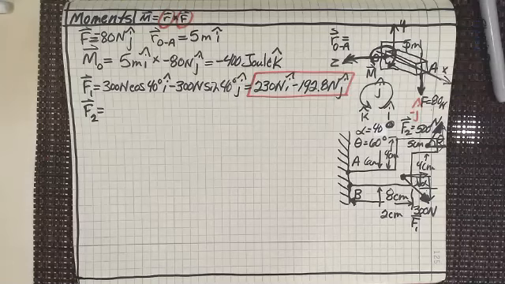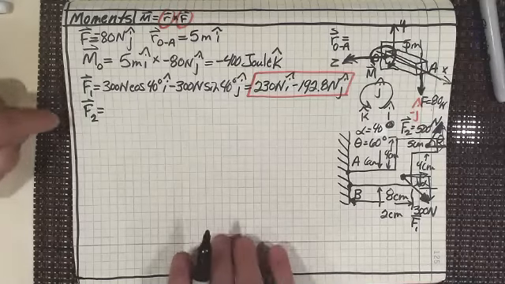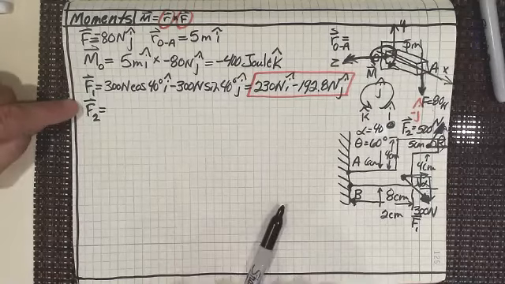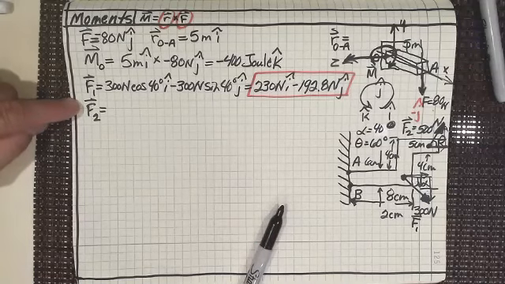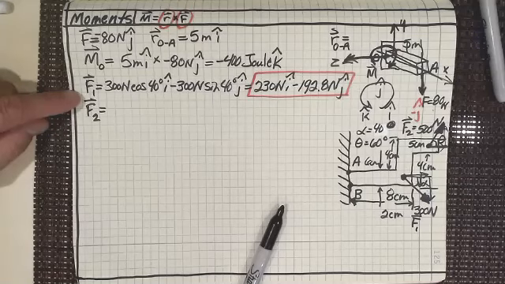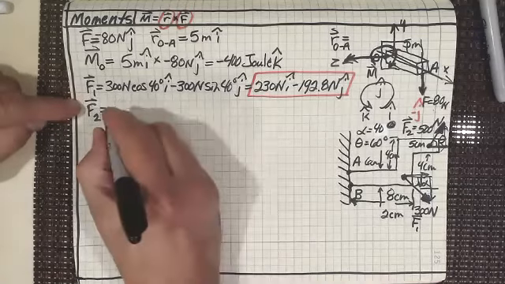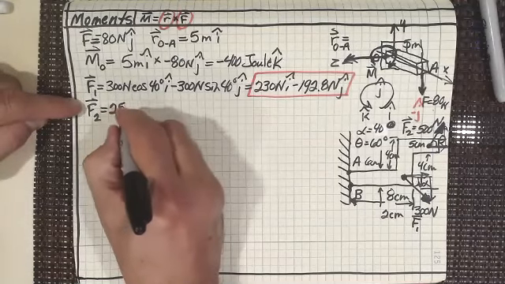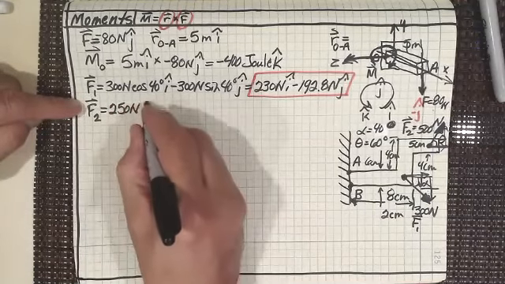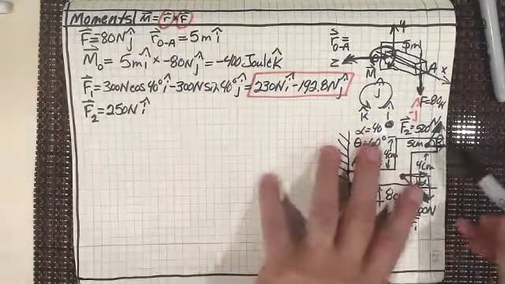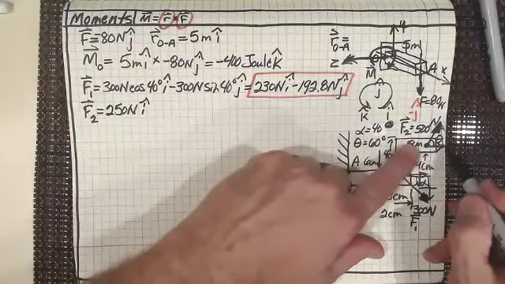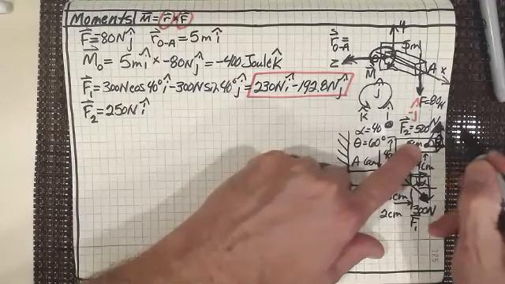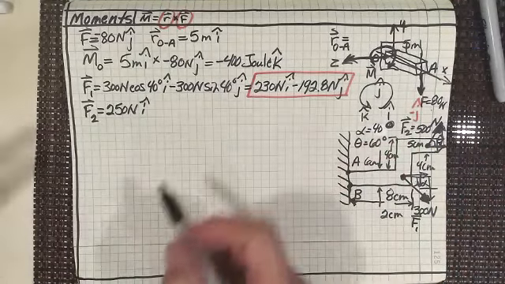So 500 newtons times the cosine of 60 degrees is 250. So 250 newtons I hat. Is that positive? Yep, because look at that component. That component's positive, and the y component is going to be positive as well. And of course, that's the sine.